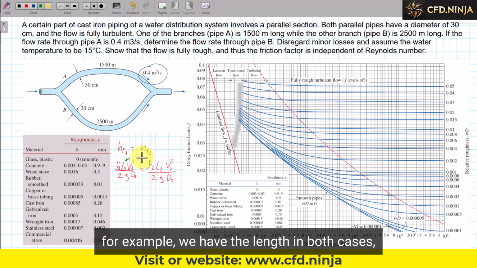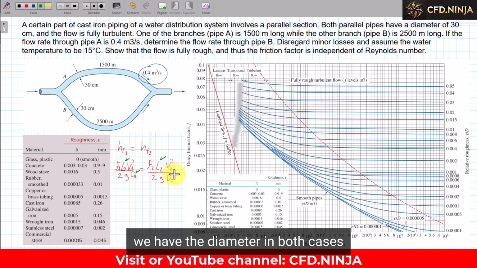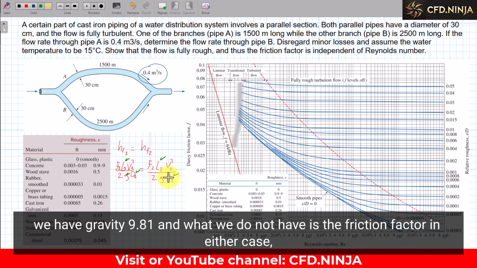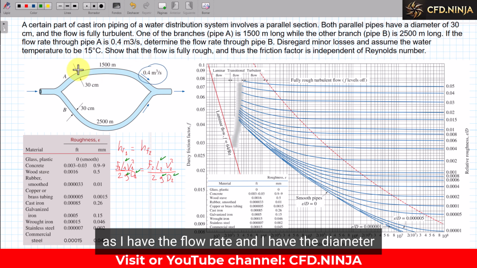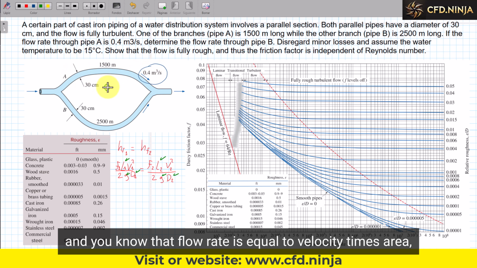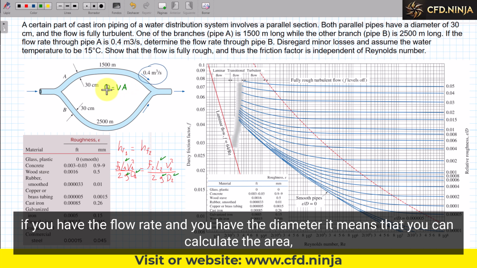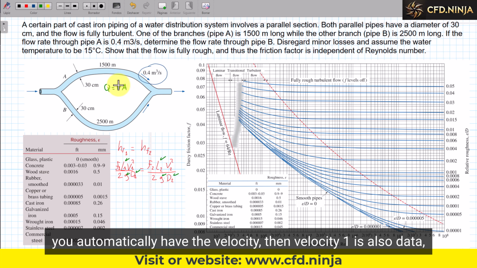For example, we have the length in both cases. We have the diameter in both cases. We have gravity, 9.81, and what we do not have is the friction factor in either case. However, we have the flow rate in the pipe. As I have the flow rate and the diameter, and you know that flow rate is equal to velocity times area, you can calculate the area. You automatically have the velocity, so velocity 1 is also data.